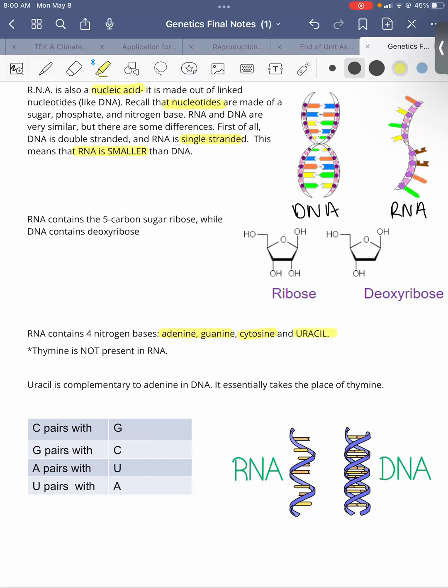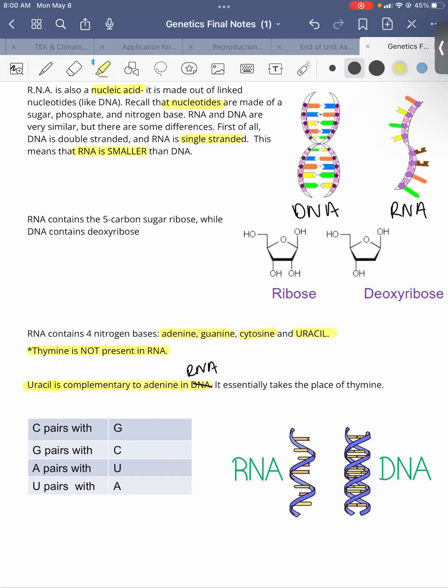It has this nucleotide base called uracil, or U. Thymine cannot occur in RNA. It just has to do with the chemistry of it. RNA just can't have thymine. And so instead of A and T, it's actually A and U. So uracil is complementary to adenine in, I meant to say, RNA. So it just takes the place of T.